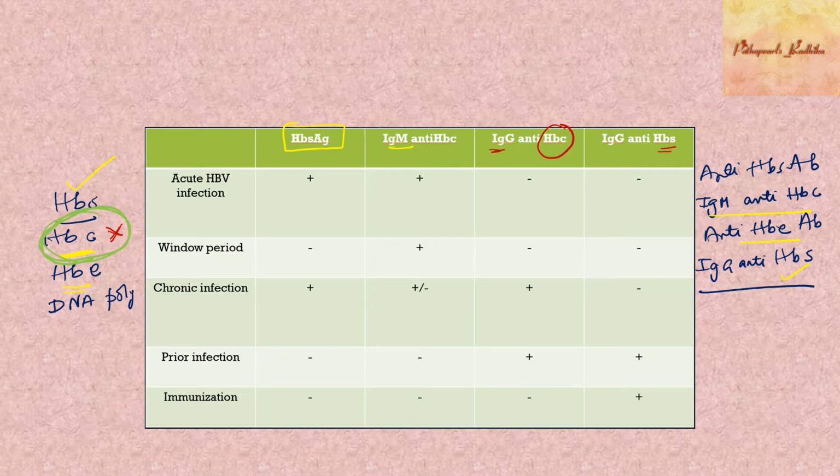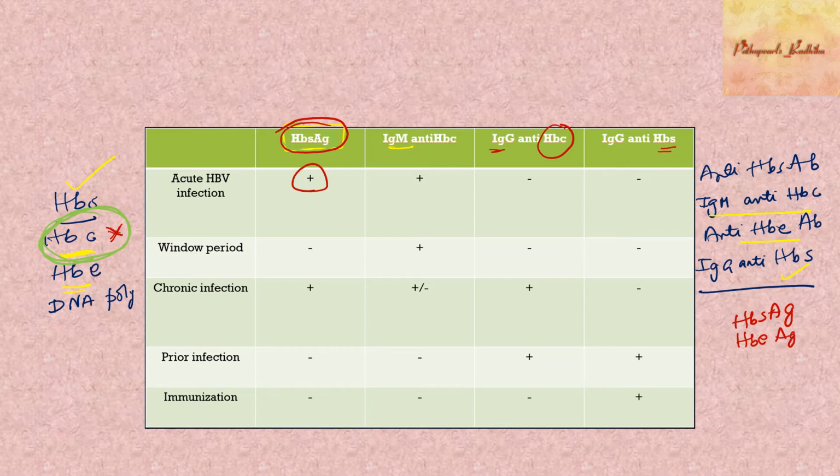So the first thing it does is it will release the antigens. First it is your surface antigen. So your surface antigen is released, right? The first thing is HBs antigen. Okay, so that's present in acute infection. So what did I tell? Core antigen never appears in the blood. Then you have HBe antigen.